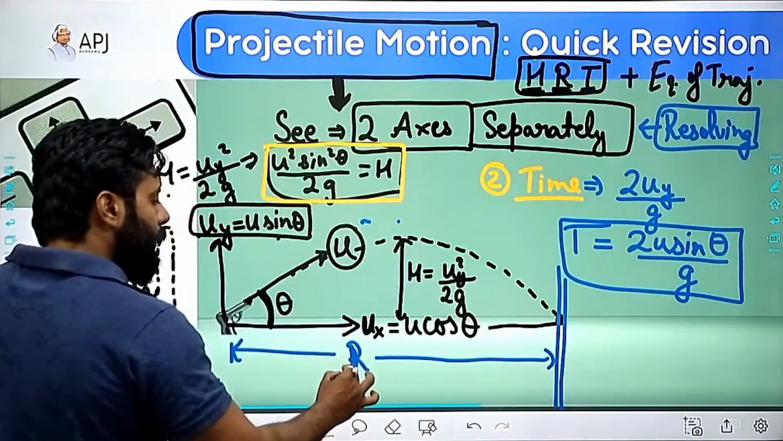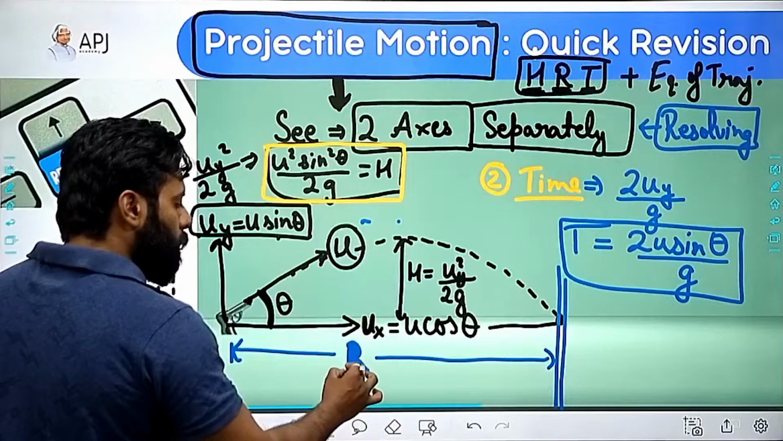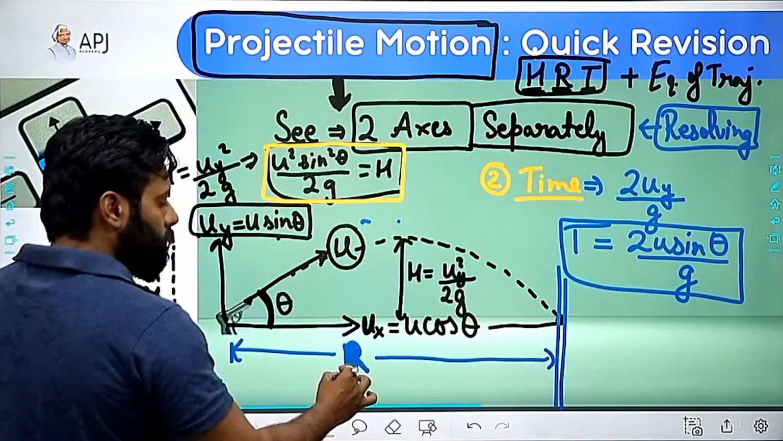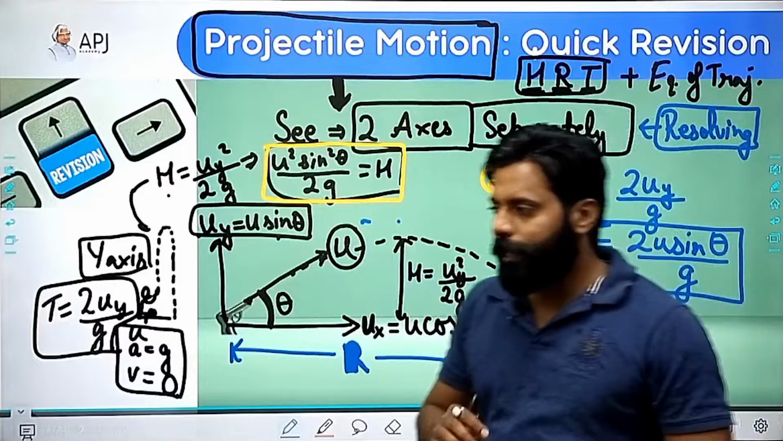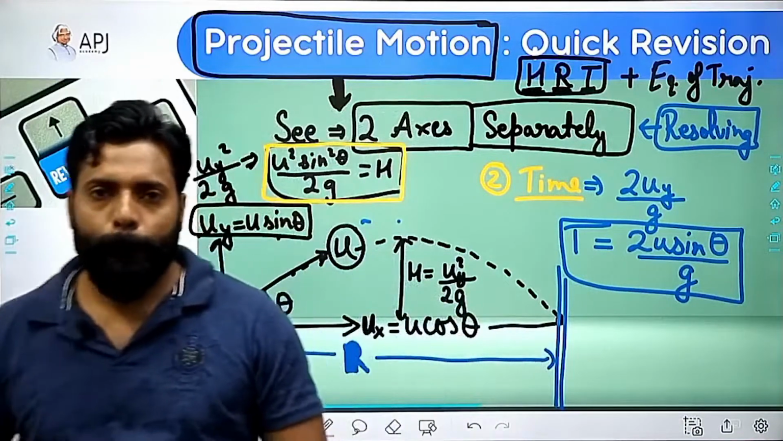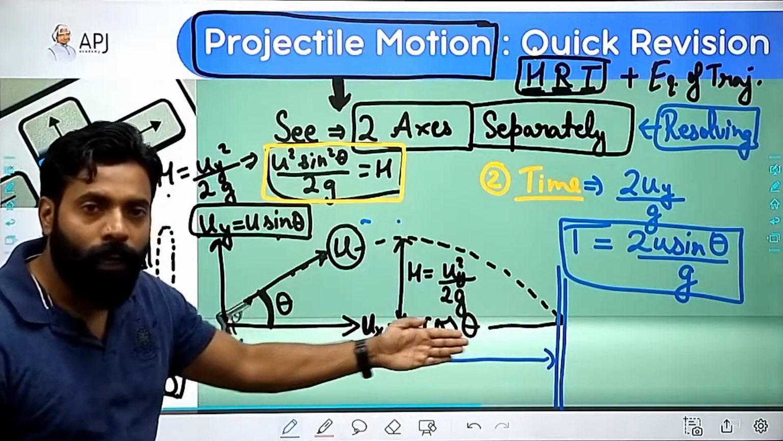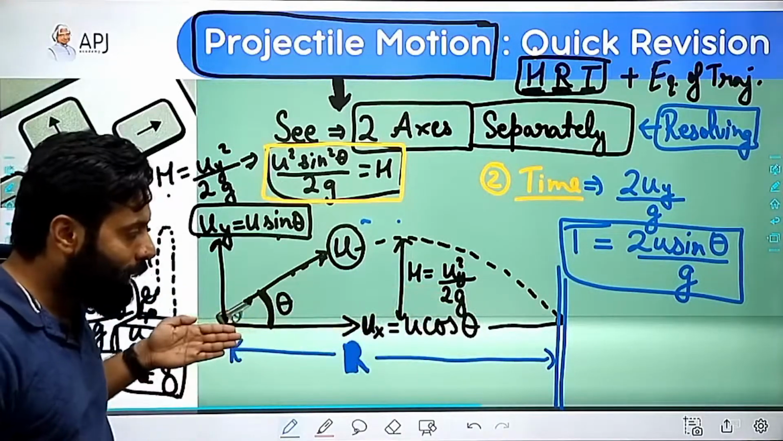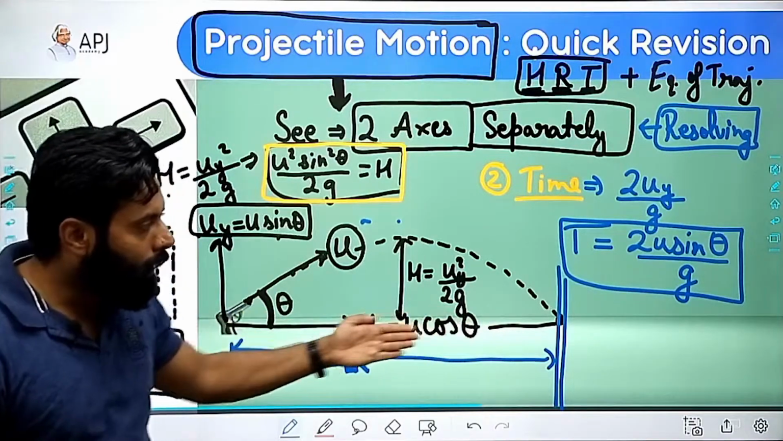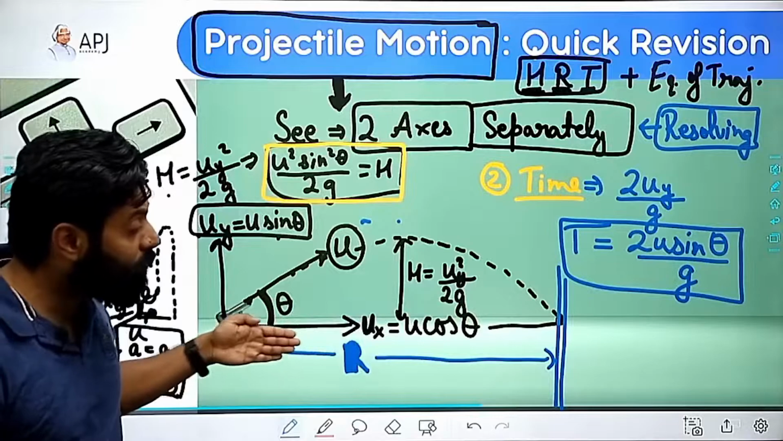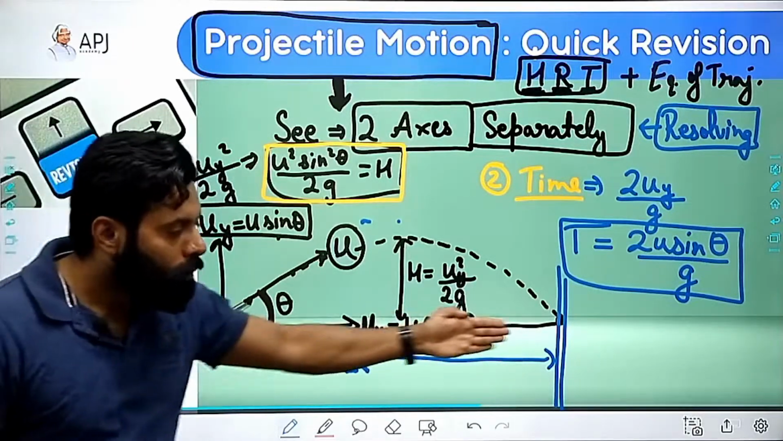And as we are seeing, in the horizontal motion there is no acceleration, right? If we are assuming that the air viscosity is not there, there is no acceleration and no deceleration in the x-axis. So when there is no acceleration or deceleration in the x-axis, I can use the formula speed equals distance upon time. Then distance will be equal to speed into time.